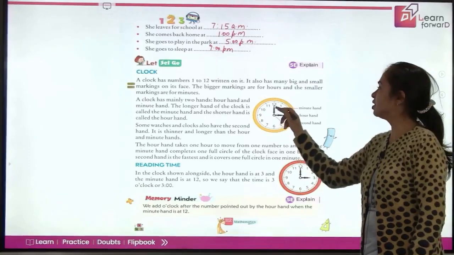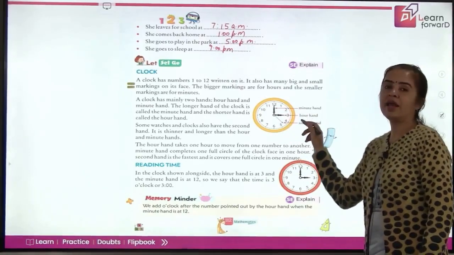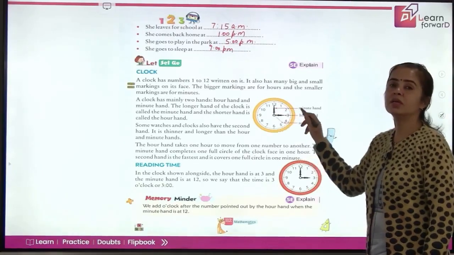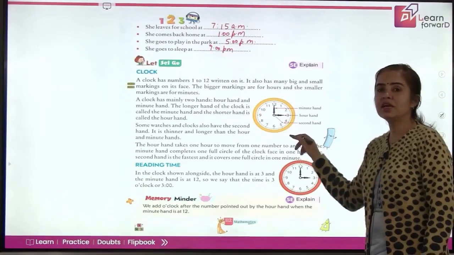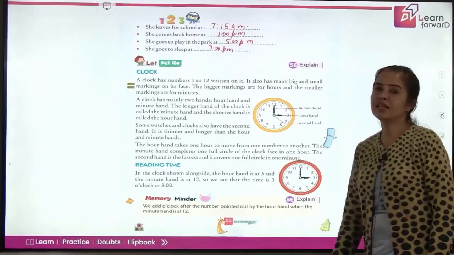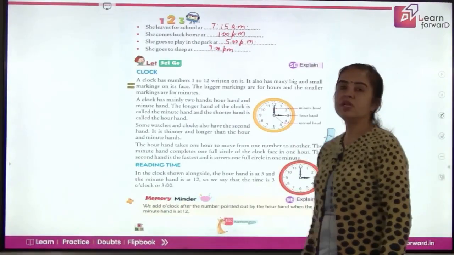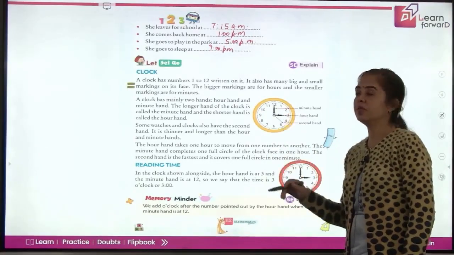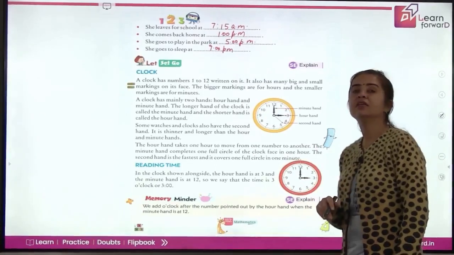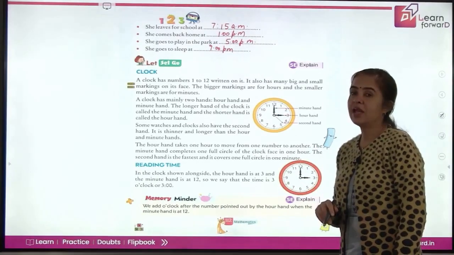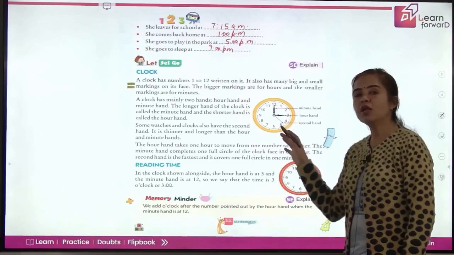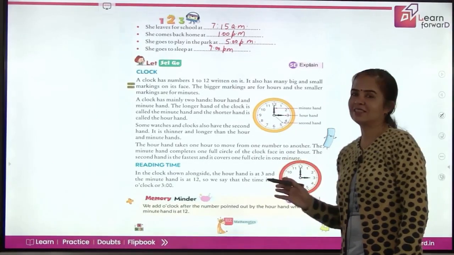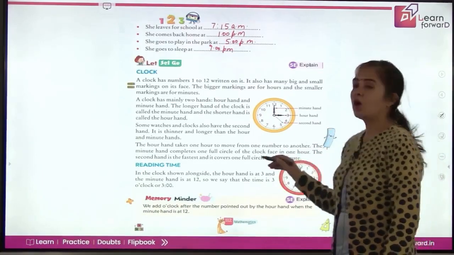Then you have some hands. This is called the hour hand. The smallest one is the hour hand. Then this thick, bigger one is the minute hand. And the thinnest and the longest one is the second hand. So, these are the three hands where the hour hand tells you the hours, minute hand tells you the minutes, and the second hand tells you the seconds. And out of these, the smallest goes the slowest and the biggest goes the fastest, right? So, remember this.